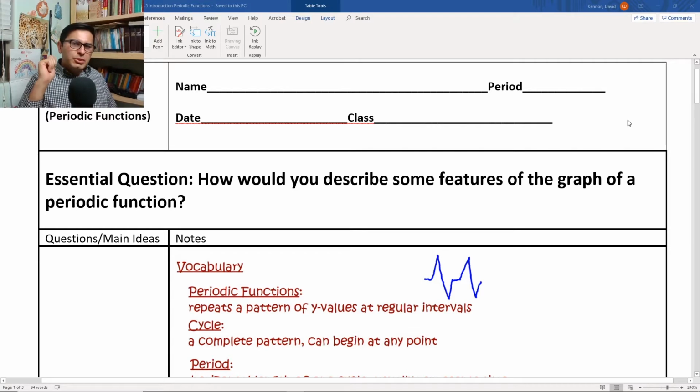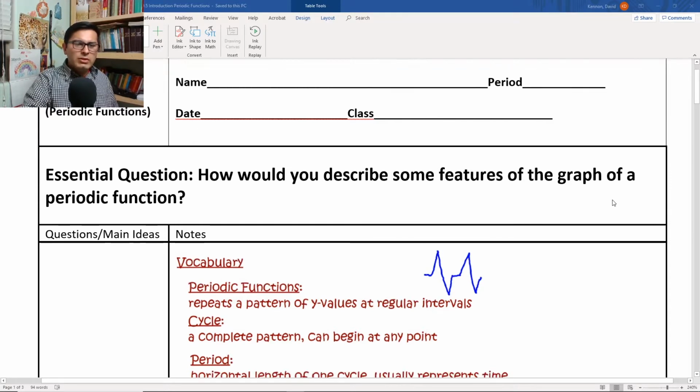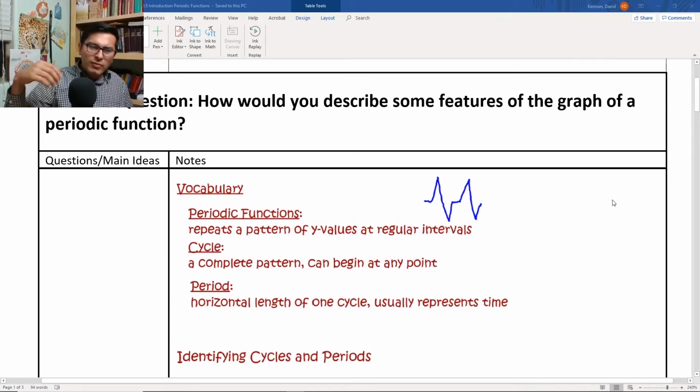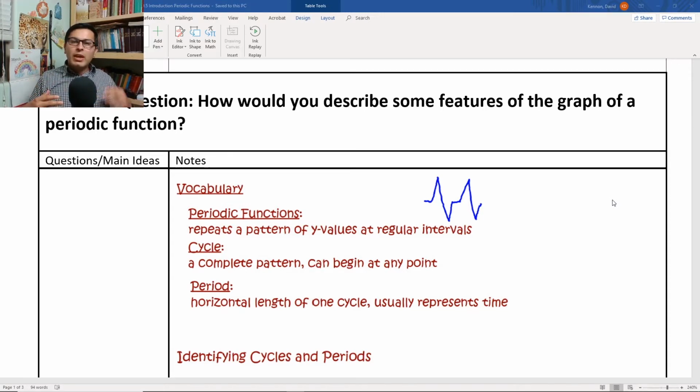So as I alluded to before, we are talking about periodic functions. What is a periodic function? Well, we have this vocabulary list here, and these are the first three vocabulary terms that we're going to be discussing: periodic functions, cycle, and period. A periodic function is just a function that repeats a pattern of y values at regular intervals.